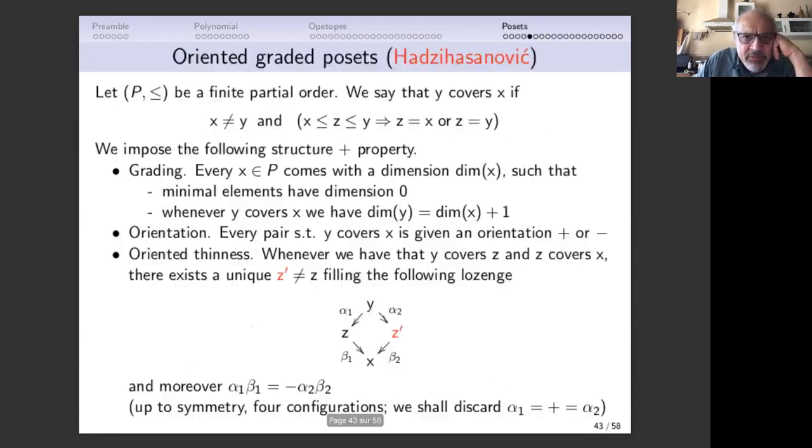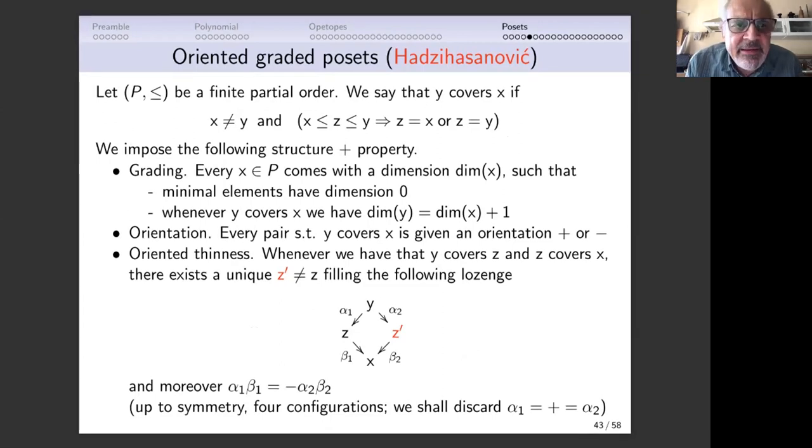Okay, so let me move on and show you briefly the setting of Hadzi-Hasanovic. The setting is really the same spirit as in abstract polytopes. So opetopes are polytopes, and we want to look at them as a partial order of their faces. And the important property of the partial order is that it is graded, so every element has a dimension.